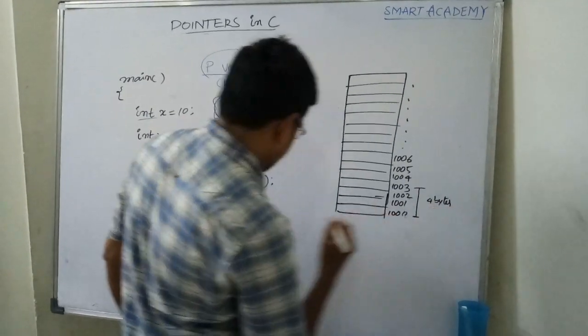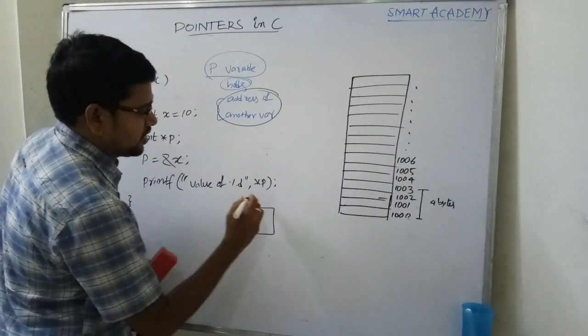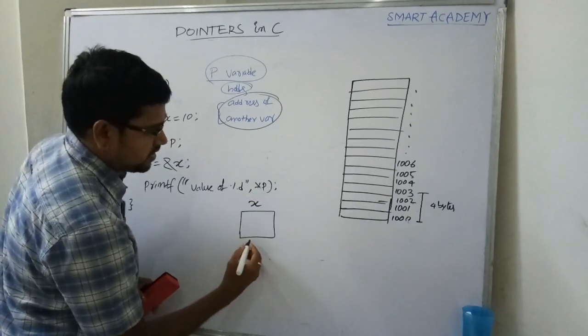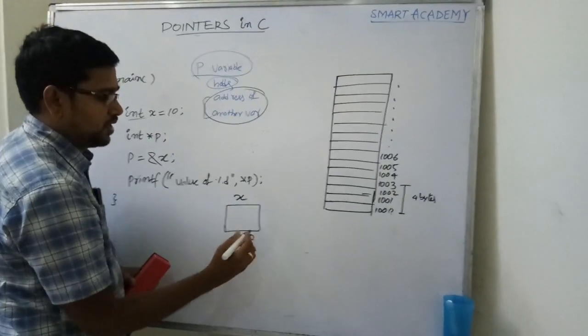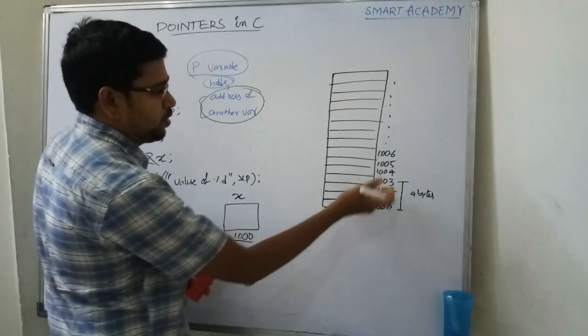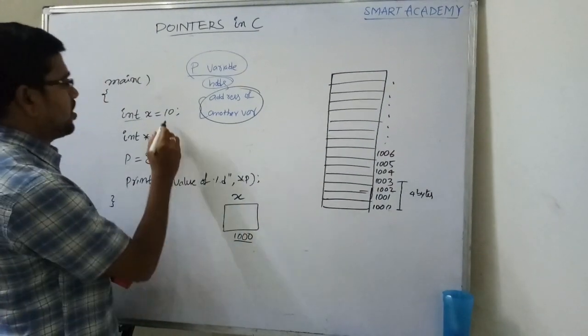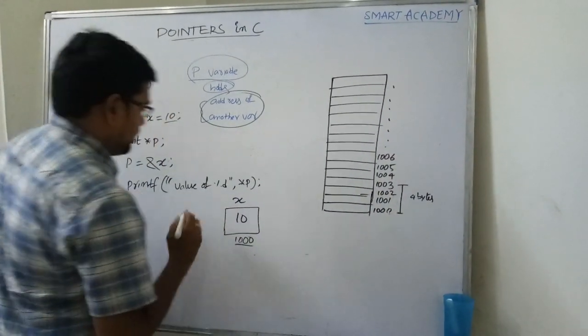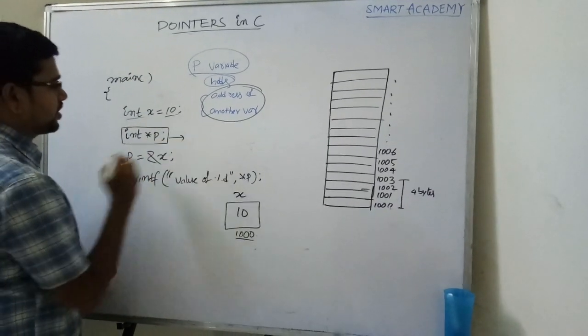And the address. X is the name. What is the address of x? That is 1000. This is the base address, so up to the end address will not be stored, only the base address. What is the value of x? It is 10. Now, this is the syntax to define a pointer.